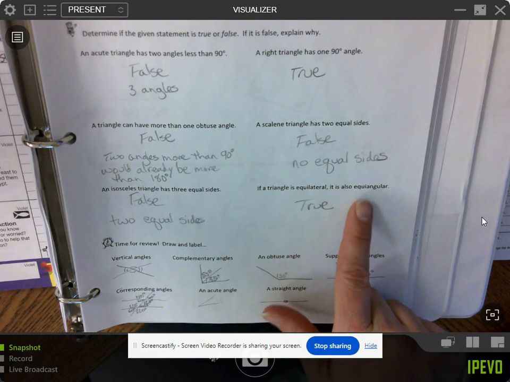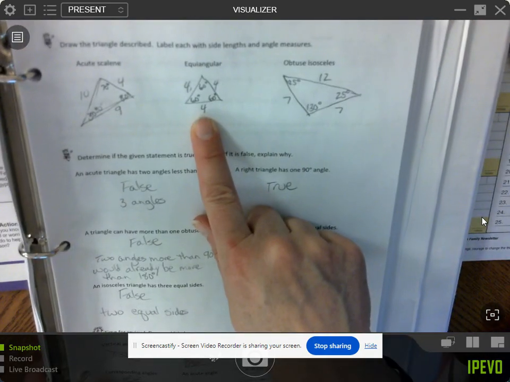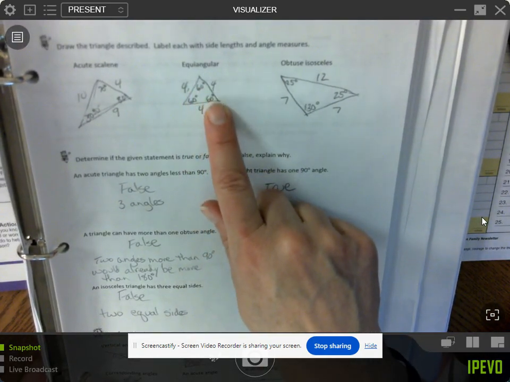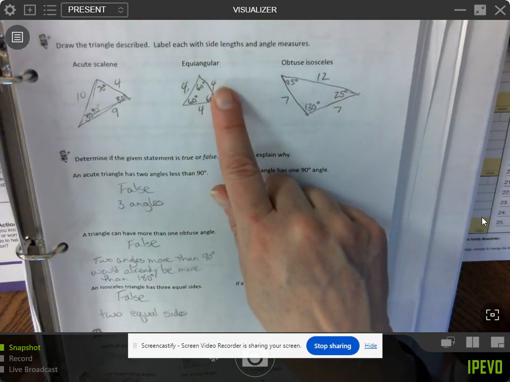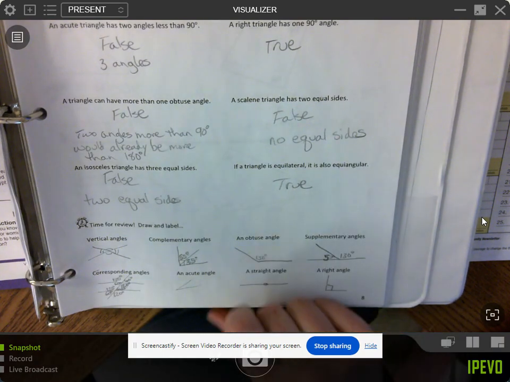Equilateral means equiangular, just like up on top where we had the 60-degree angles. All the sides have to also be the same. So that is true. If it's equilateral, it is equiangular.